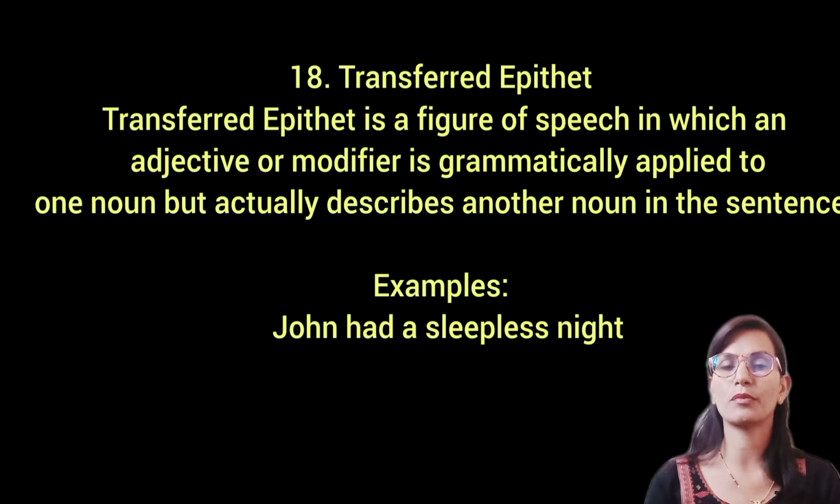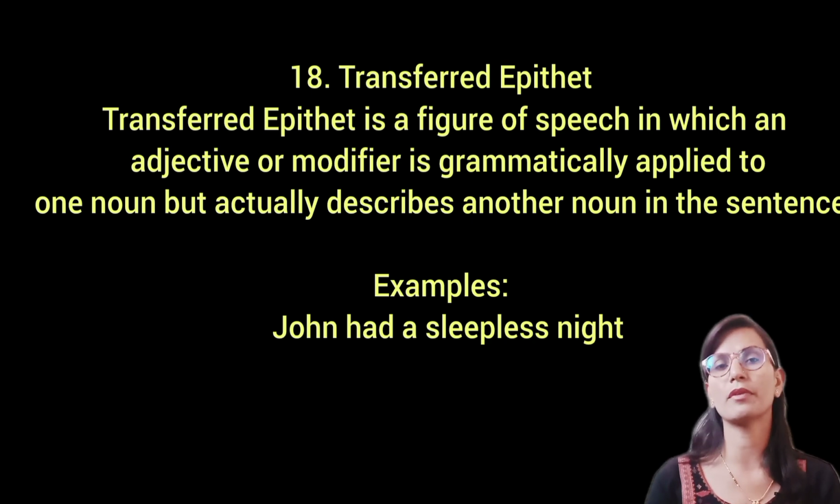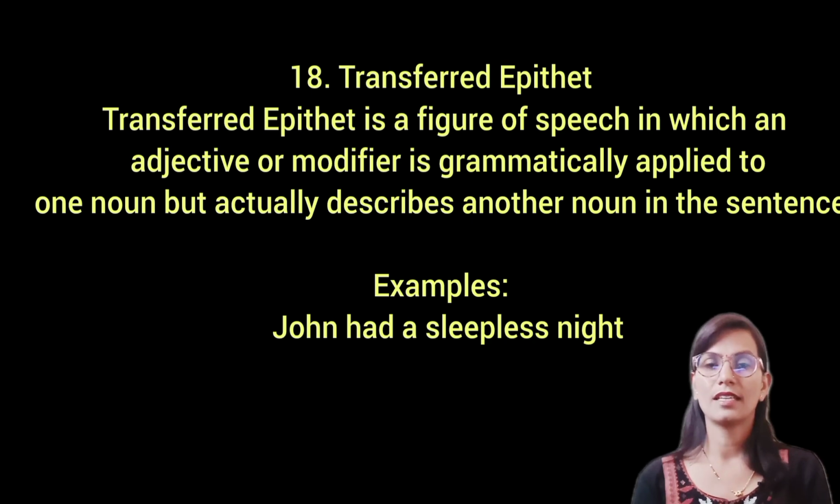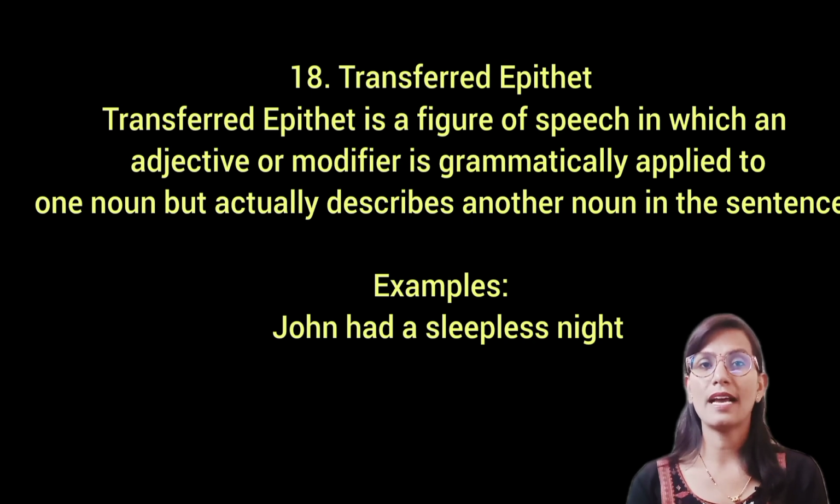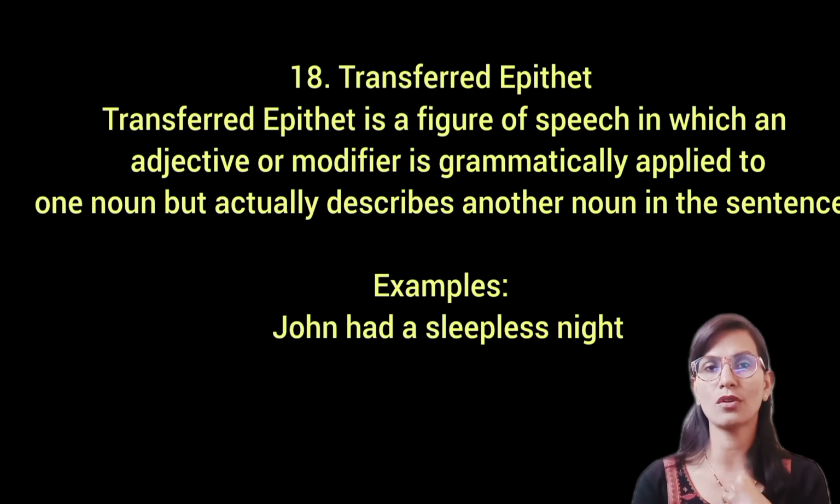Transferred epithet. Let's talk about it. This is the poetic device where one noun's quality is given to another noun. For example, a human quality, if it is given to any non-human thing, then it becomes a transferred epithet. Let's see an example. John had a sleepless night. So here sleepless is a human quality, meaning a human being's quality is given to the night, and that is why it is a transferred epithet.